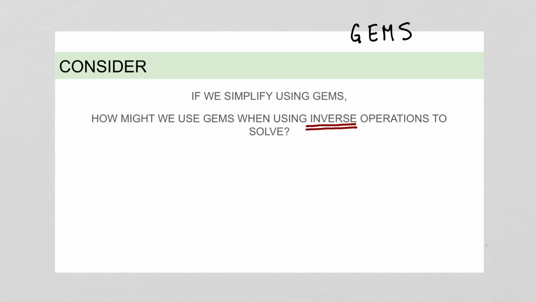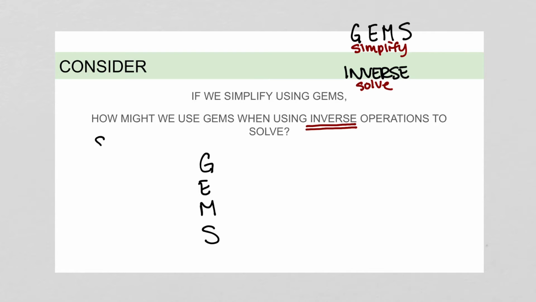Well, when I think about it, if I want to simplify, let's see. If I use GEMS to simplify, and I use all of my inverse operations to solve, then what I'm probably going to want to do is use GEMS backwards when I'm solving, right?